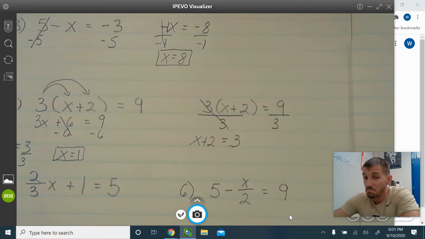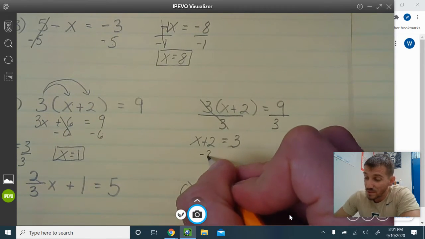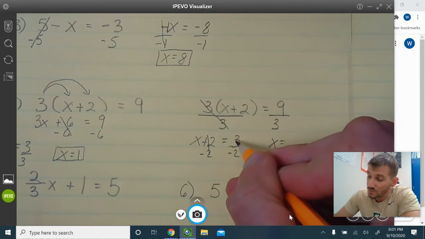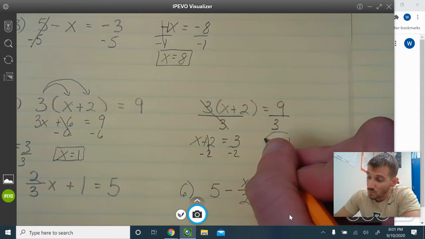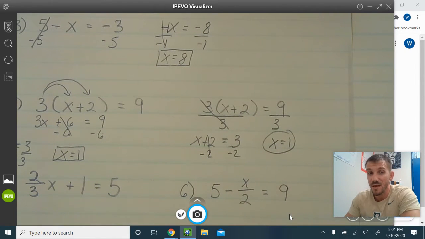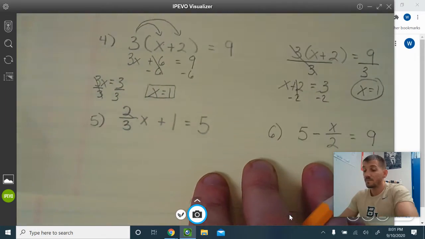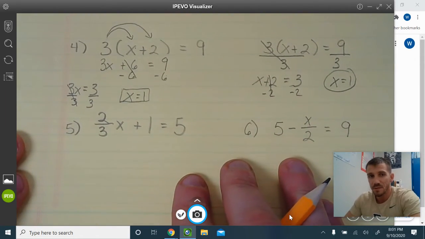Final step, you get rid of the plus 2 by subtracting 2. And you're done. X is equal to 3 minus 2, which is 1. Same answer, a lot faster, a lot easier. All right, moving on to number 5.